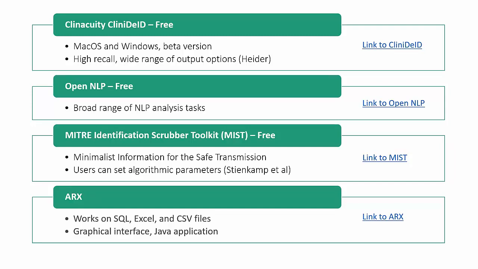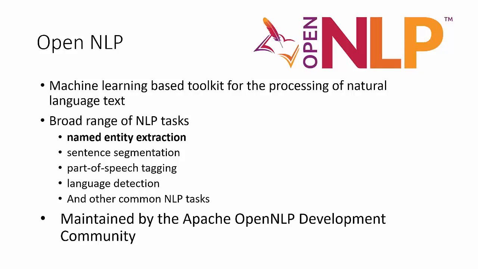So like CliniDeID has a Mac version. With MyTH, you can also change the parameters just like in Scrubber. There's all different kinds of tools out there. I do want to point to two of them specifically. The first one is going to be OpenNLP. This one isn't designed specifically for de-identification, but it does cover a broad range of NLP tasks. So it has named entity extraction, and that can be used to extract these particular pieces of information. OpenNLP has an online community, including mailing lists and help documentation, and a Slack channel so you can connect with more experienced users.